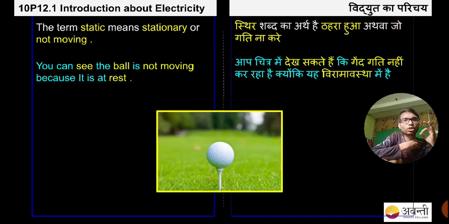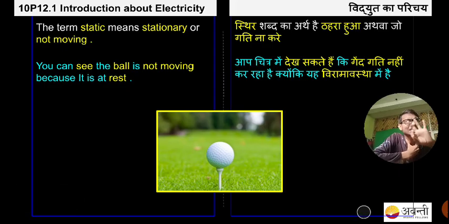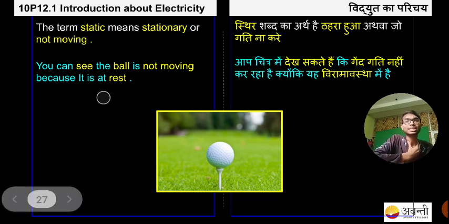Now, here, with an example, we can understand the meaning of static. The term static means stationary or not moving. You can see the ball. This ball is at rest. It is not moving at all. We can see clearly the position of this object. This position is telling us that it is not moving at all. Can we say this? Yes, we can. We can see the ball is not moving at all because it is at rest.